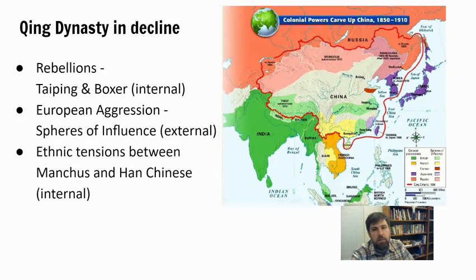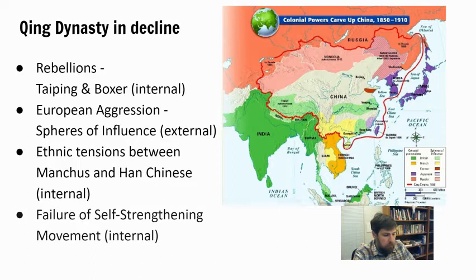And then another problem that the Qing Dynasty faced that we haven't talked about really is ethnic tensions between the Manchus, who the Qing Dynasty are. They come from an area north of China called Manchuria. And they have ethnic tension with the dominant ethnic group of China, who are the Han Chinese. And so that tension is another contributing factor.